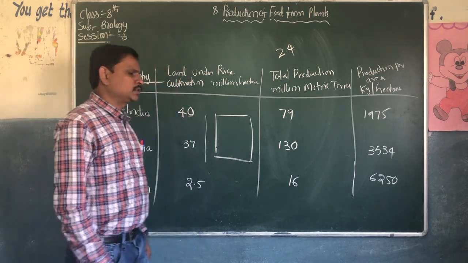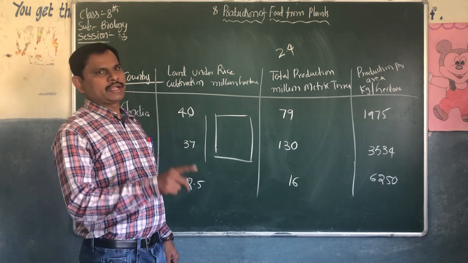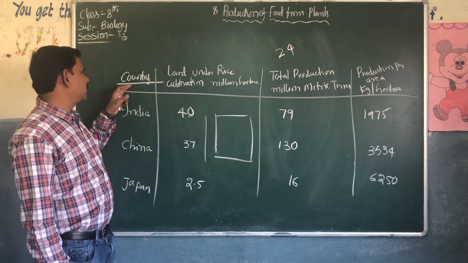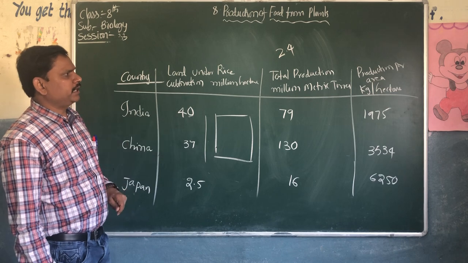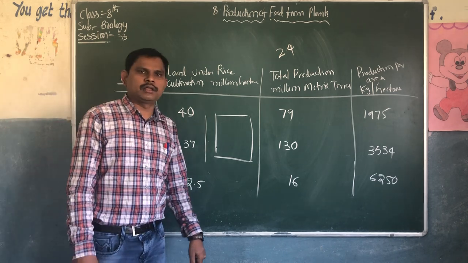Okay, students? Today's homework: I have given you production of paddy. You have to do that activity and get the information. The next one is country, land under cultivation, total production in million hectares, and production for area. You have to write this table also. Okay?